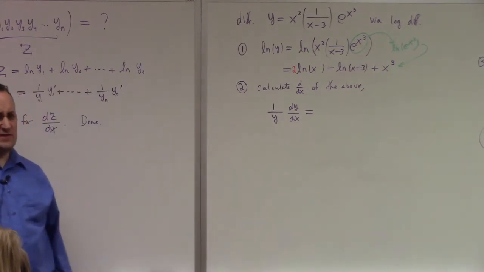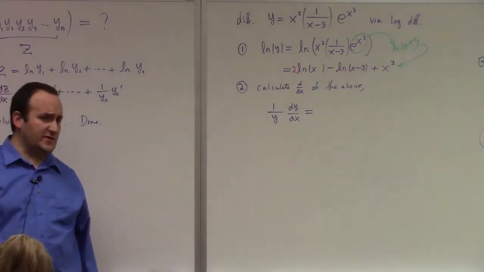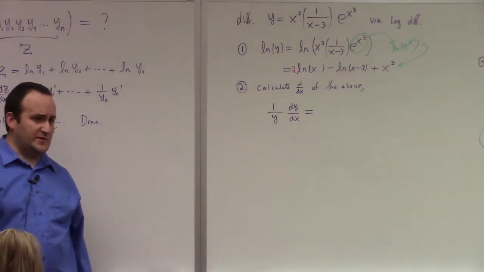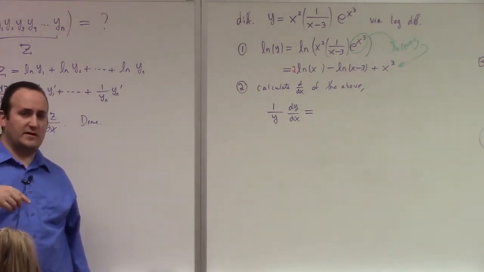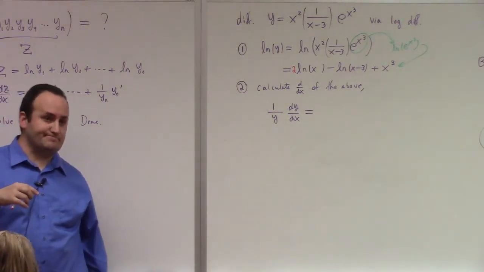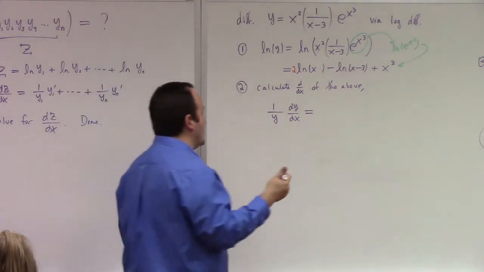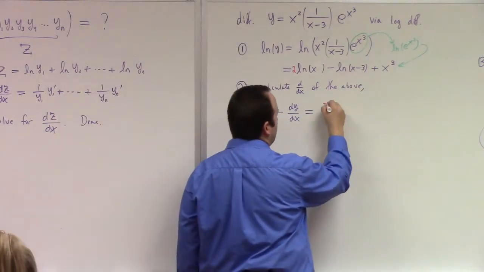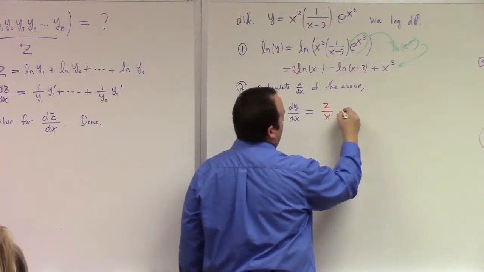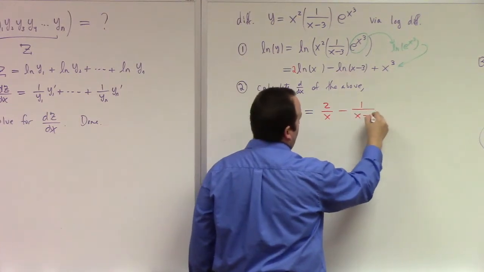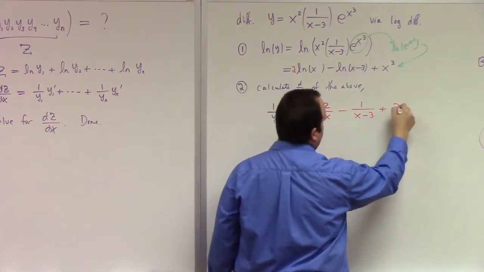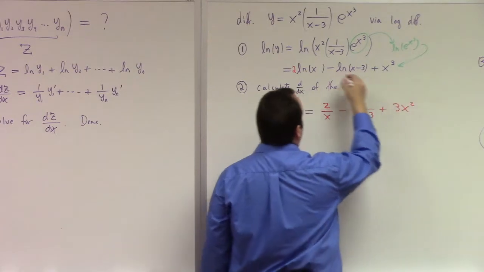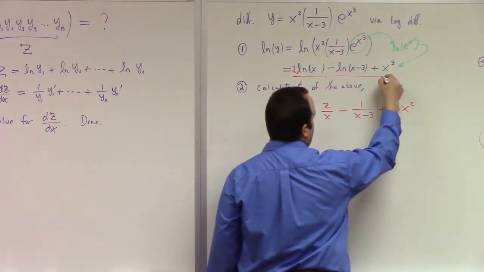Now, I would still count you right if I asked you to do logarithmic differentiation and you didn't pull the 2 out, but you did otherwise the general spirit of what we're doing. I would not take off points, just for your informational purposes. But anyway, that gives us 2 over x minus 1 over x minus 3 plus 3x squared. You see, all I did was differentiate this right here, right? Do you see that?